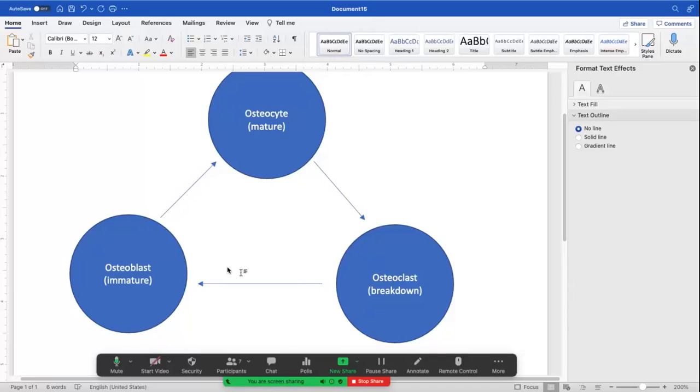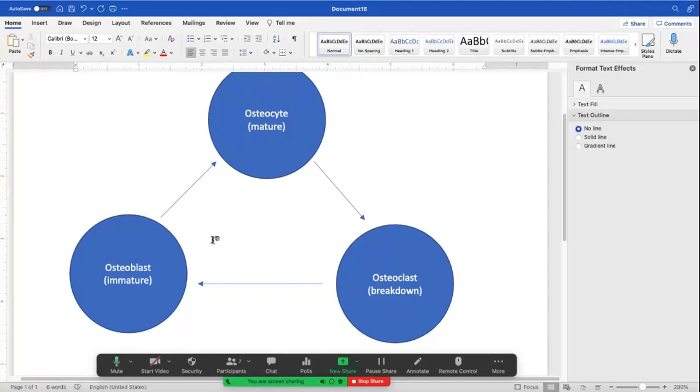Why? This is also the reason why bones are strong, because it has the ability to replace dead, dying, or damaged osteocytes, or mature bone cells, by breaking them down with these cells called osteoclasts. The osteoclasts then take down the breakdown products and then make immature cells. Now, this cycle is quite efficient when you're young. When you get older, what happens? Your body starts favoring breakdown versus building up, right? But this whole entire process is called remodeling.